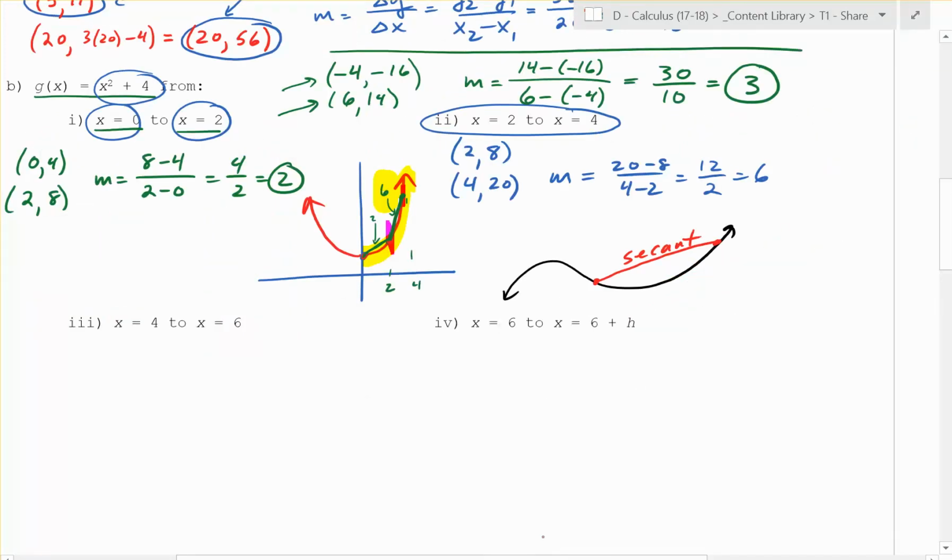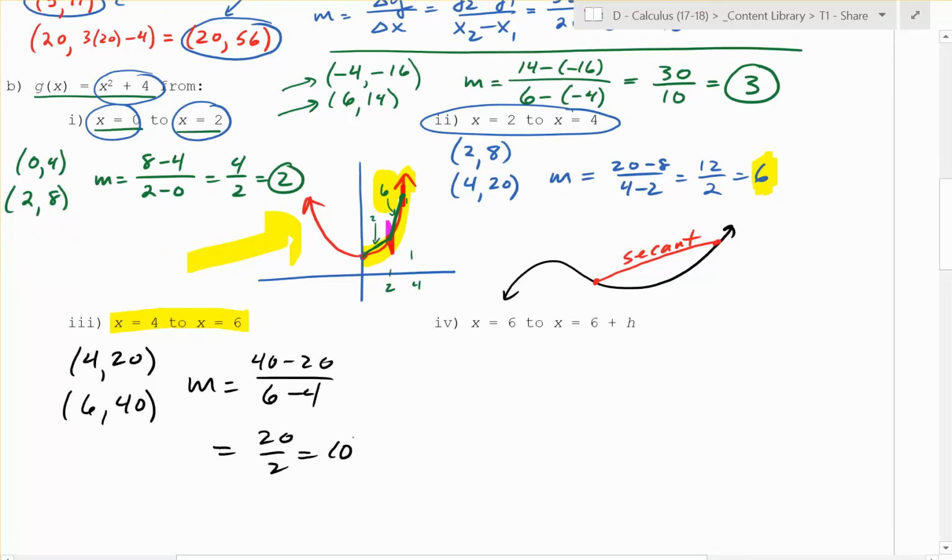So if we're dealing with the same function and we wanted to do the same thing but from 4 to 6, we'd expect it to be greater than 6 because as we move to the right on a parabola right here, the secant line should be getting steeper. So if we find the points and write out the difference quotient, we found the slope to be 10.